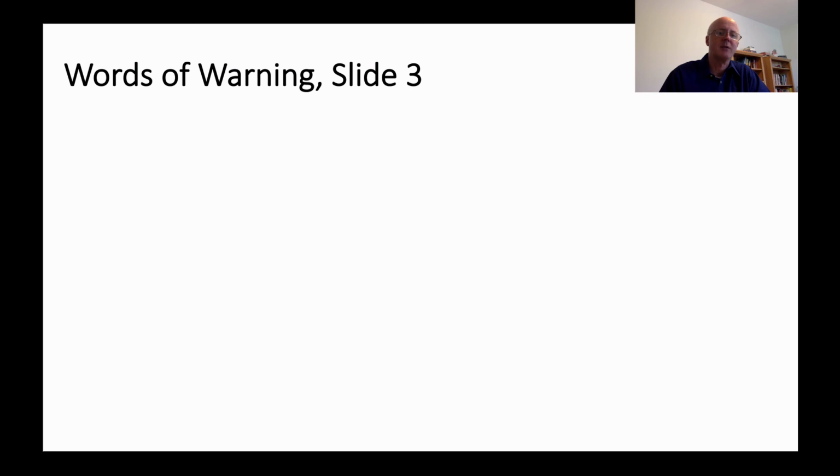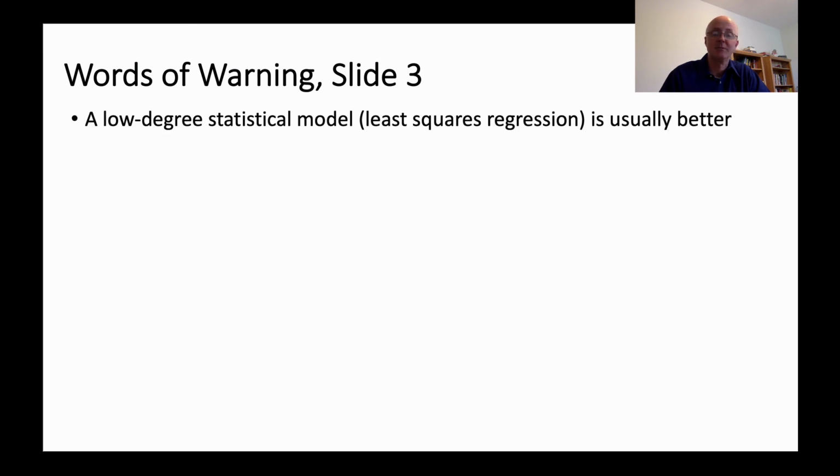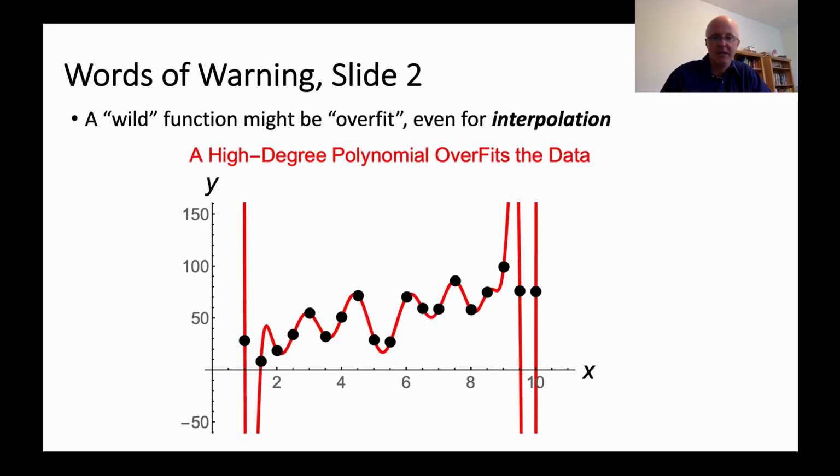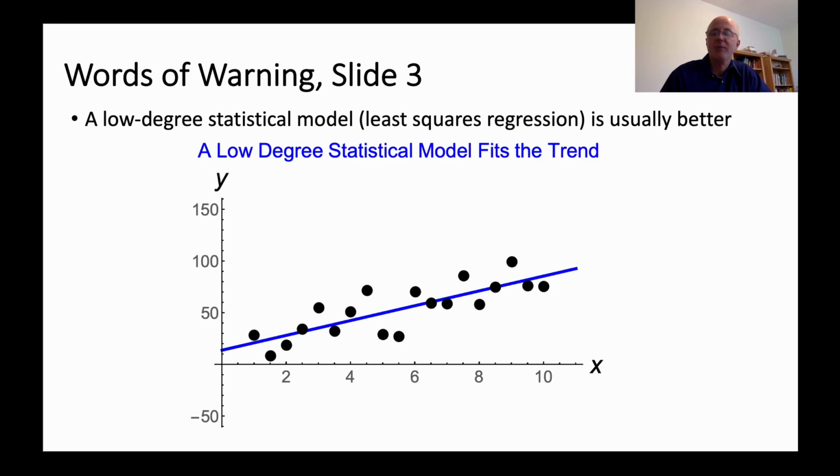Here would be a better model to use, a statistical model, a low degree statistical model, using something called least squares regression, which I talk about in my other lectures on applied stats. It's usually better. Here, it's the same data as this picture here, but now we're fitting it with a straight line, a linear trend to the data. This low degree statistical model fits the trend.